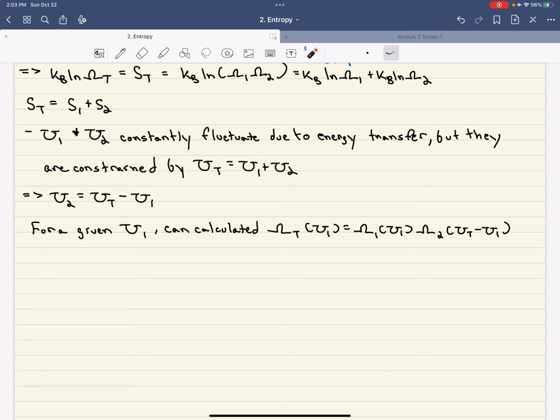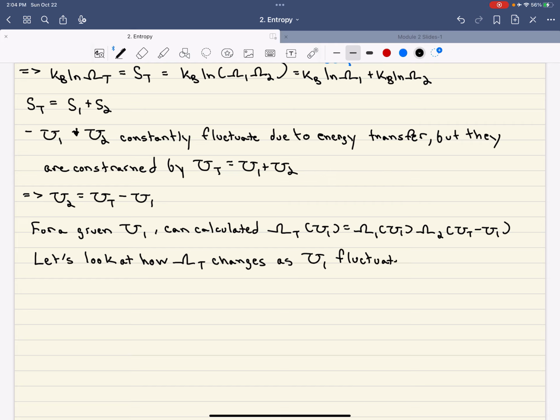So we could define the total number of microstates in the composite system as just a function of U1 only. Right? Here I'm talking in general equations, but to make this concept stick, I actually want to start plugging in some numbers. So what we're going to do is look at how omega t changes as U1 fluctuates or changes, right? That's the idea.